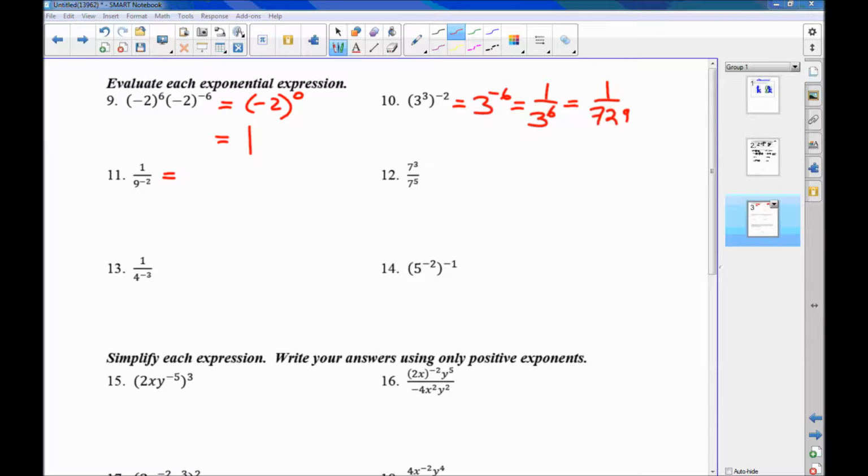Now, number 11, our exponent is negative, so we're going to have to change the place of the base in the fraction. So we'll take it up to the numerator, change its exponent to positive, and then 9 squared is 81.